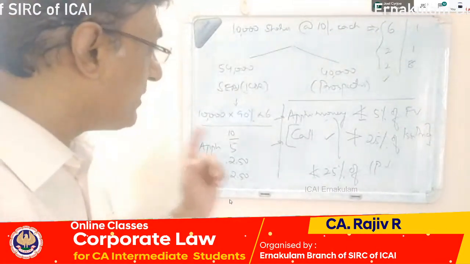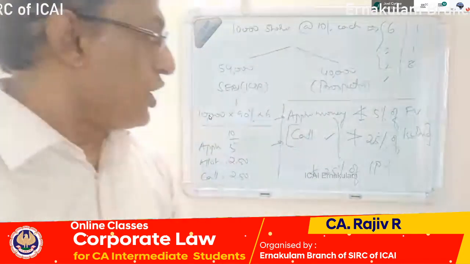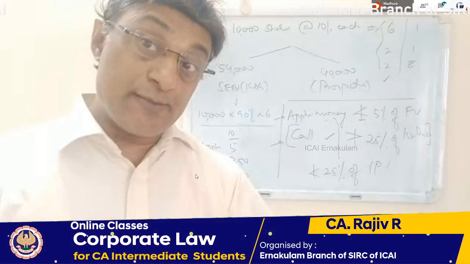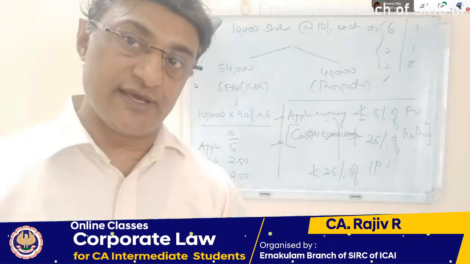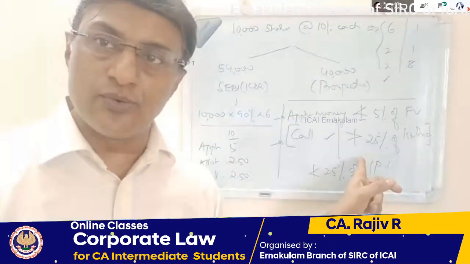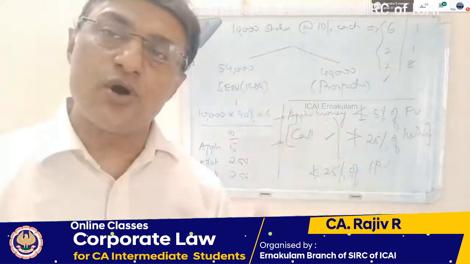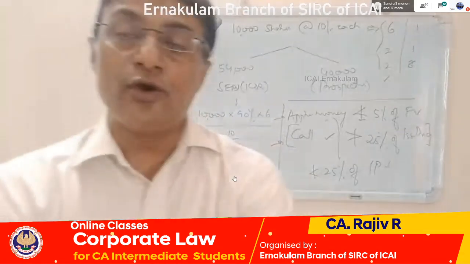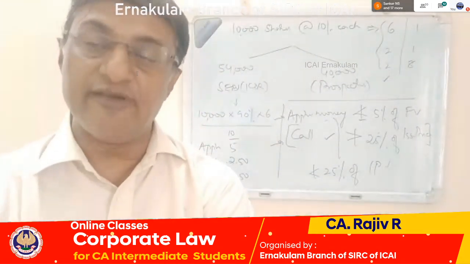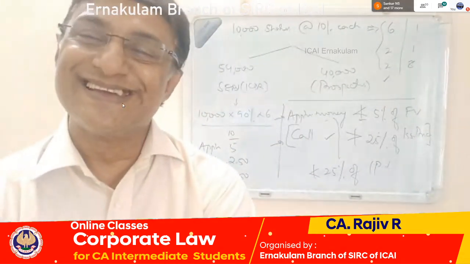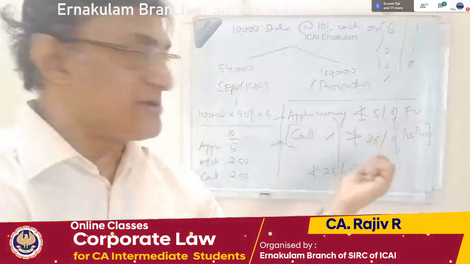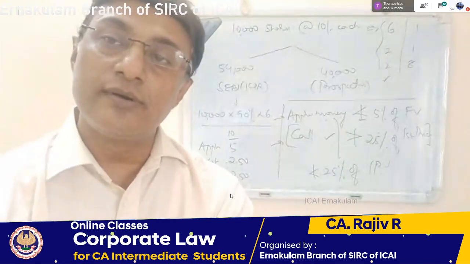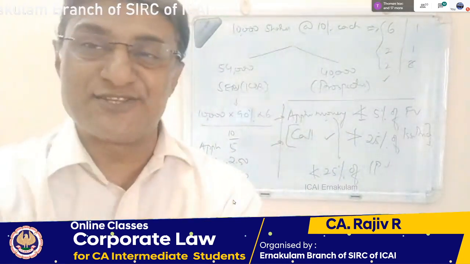Now, when I say application money should not be less than 5%, call money should not exceed 25%, I know some of you are thinking even more notoriously. I will make 6 calls, 7 calls. Application money, allotment money, call 1, call 2, call 3, call 4, call 5, call 6, call 7, keeping each of them at 25%. Then application money will go down. But then there's another catch.